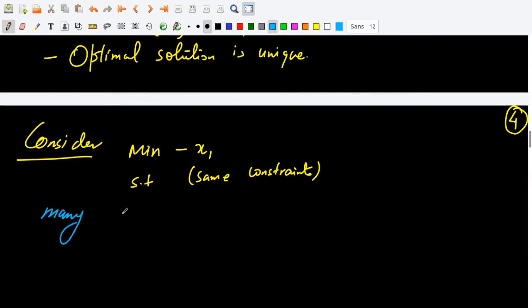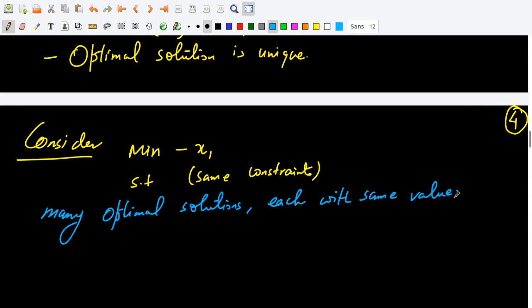Okay, so we have many optimal solutions, each with the same value of minus 4.